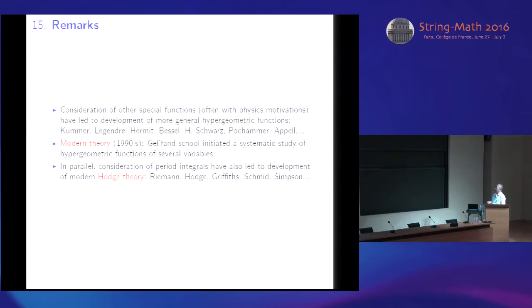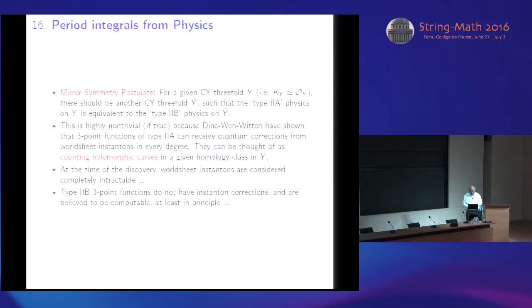Well, many of these considerations are related to mathematical physics in many ways, and many great mathematicians have touched this object. And modern theory starts from the Gelfand school, which we shall call the GKZ system later. It initiates the systematic study of hypergeometric functions of many variables, and they are related to modern Hodge theory developed by many, many people.